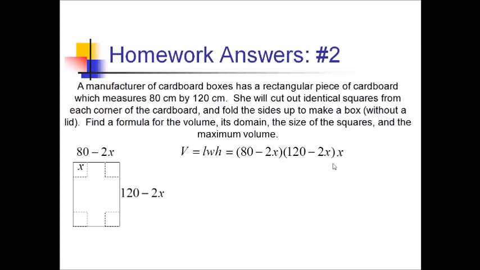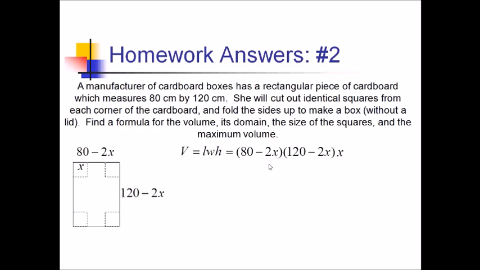Now to get the domain, we're asking basically where does one dimension of this run out. So we don't want to have a height of 0 or less, so x has to be greater than 0. And if x is too big, we're going to run out first of this 80 minus 2x side. So if x is 40, we run out of this side. Not a bad idea in general just to find the zeros of this real quick.